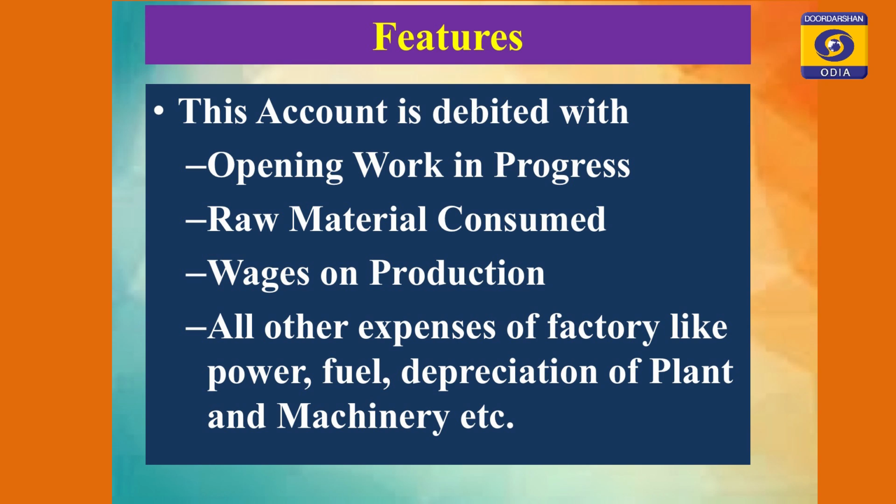If there is any purchases of raw material, that will add, and then we'll deduct the closing stock of raw material. That gives us the raw material consumed. Then we have wages on production. If any wages have been paid on production, that will also be debited to this account. Then all other expenses of factory, like your power, fuel, depreciation of plant and machinery, etc. It is debited with these accounts.